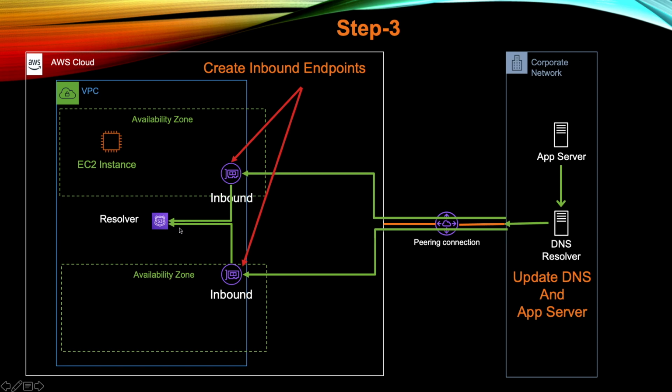Since we already have a private hosted zone with the A record of this EC2 instance, it will resolve to that IP address and will send it back to the app server. By using that, it will be able to connect to this EC2 instance. So let's go to our console and see how we can create this inbound endpoints, how we can update both this DNS server and app server, and after that how our query will be resolved to an IP address.